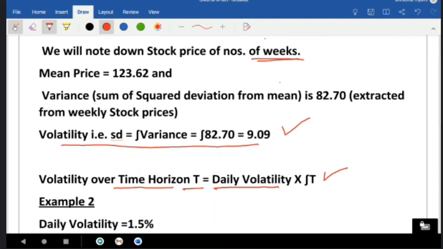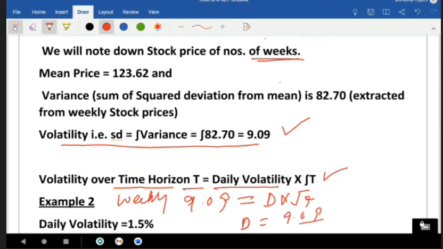Okay, so as per this question, I will take a previous question only. 9.09 is for weekly, so it's the weekly only, and this is the daily volatility, and this is a time horizon of a week. How many days? 7. So if you want to find out daily volatility, you just take 9.09 divided by square root 7. So 9.09 divided by square root 7, you can convert into daily volatility.